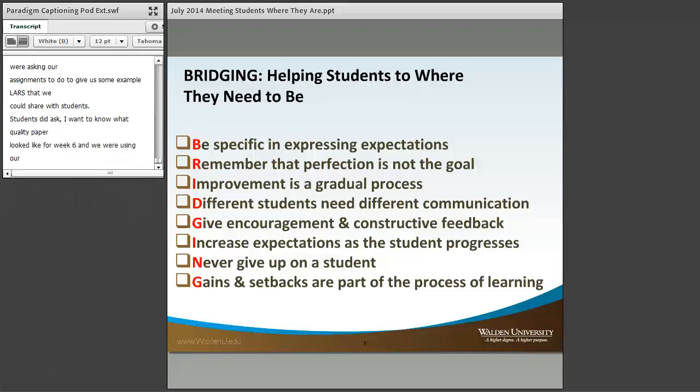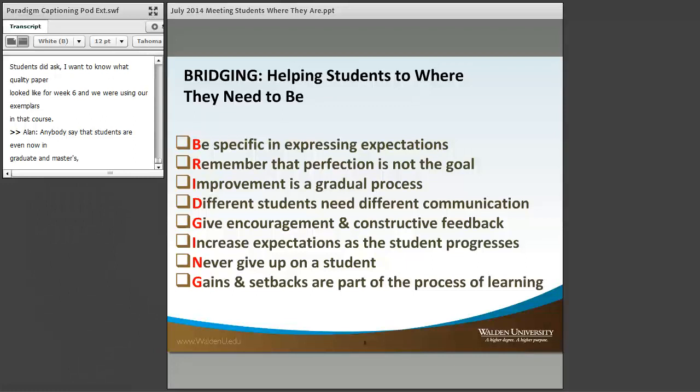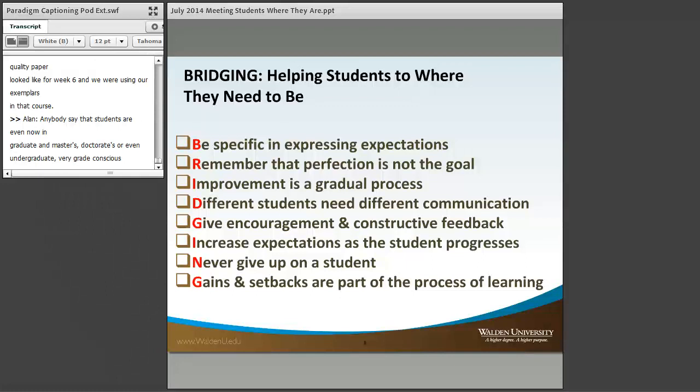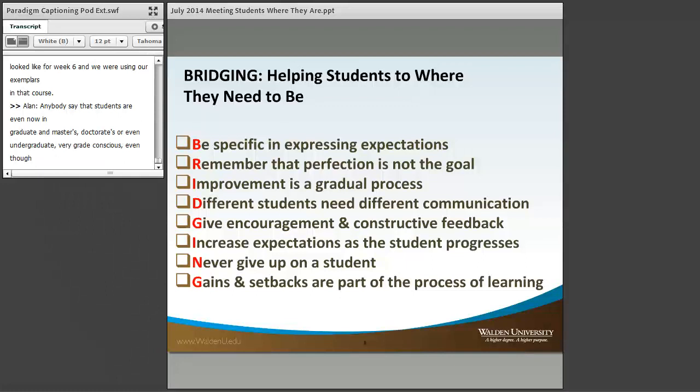Does anybody see that students are, even now in graduate and master's, doctoral, or even undergraduate, very grade conscious, even though we know that no employers really look at the transcripts?